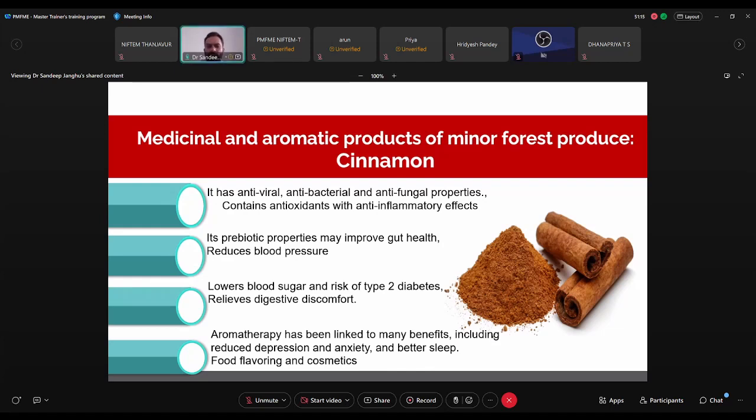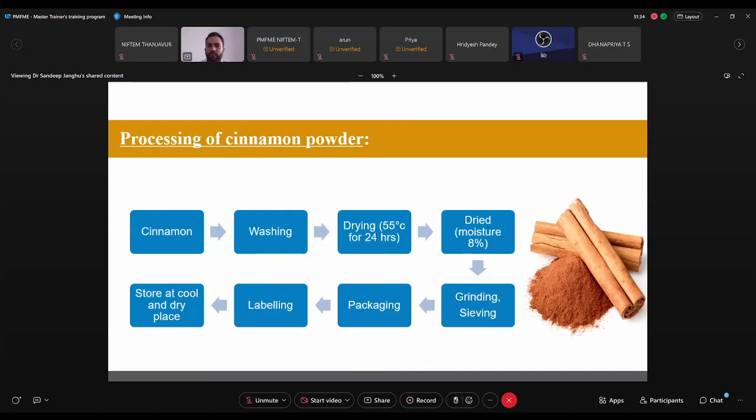Even aromatherapy is very popular, where we use cinnamon aromas in reducing depression and anxiety, and to improve sleep. It has limited use in cosmetics also.